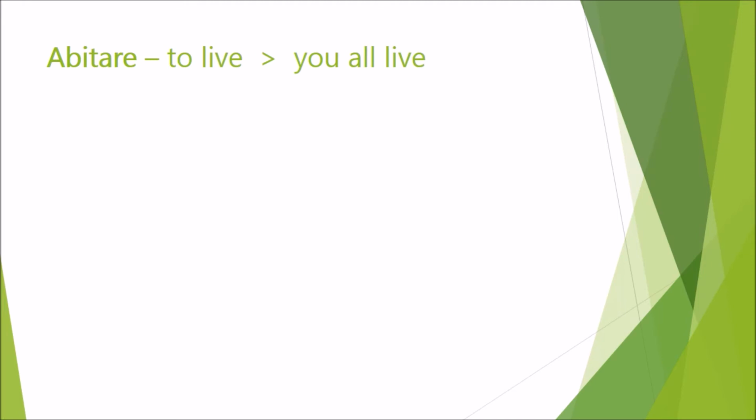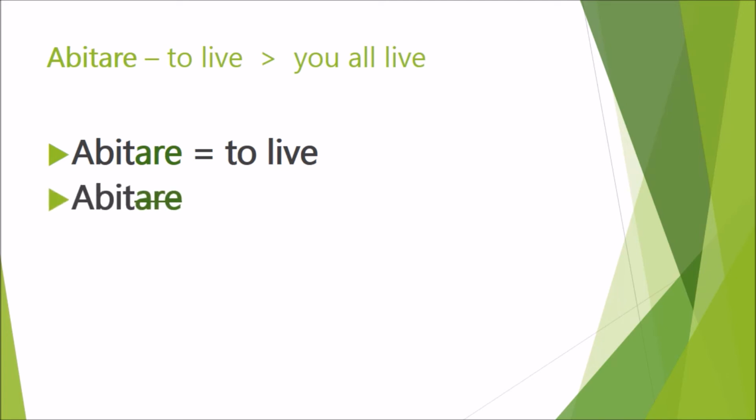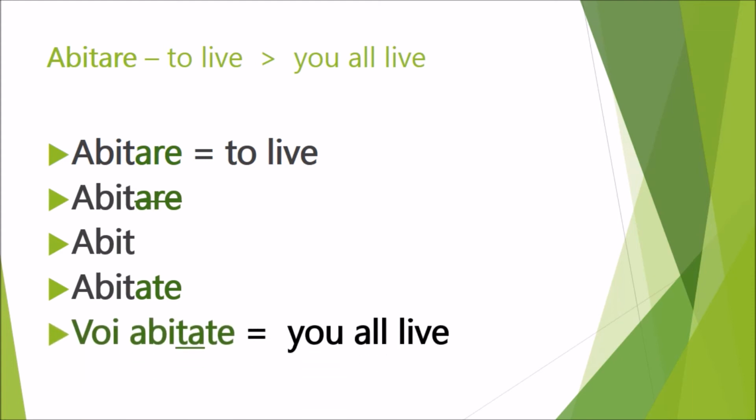Now let's change to live into you all live, the you plural form. Abitare. Take away the -are. We have the stem abit-. Add the ending: abitate. Voi abitate. You all live.